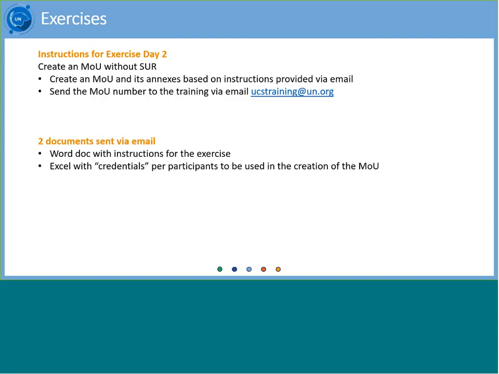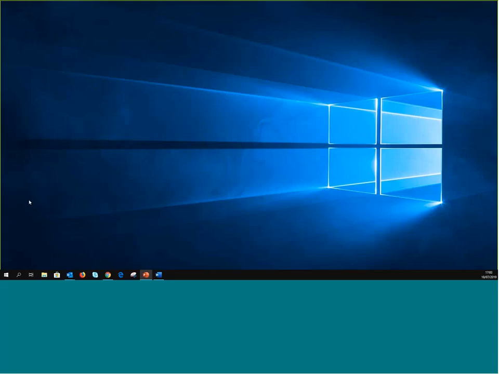I would also like you to create a new MOU without the SUR, but also to request a new unit and to create a new location. We've seen how to do that yesterday, and we've seen how to do that today as well. I would like you to practice and create a new location as indicated in the Excel sheet. Okay, I think that's it. I will stop the recording now.